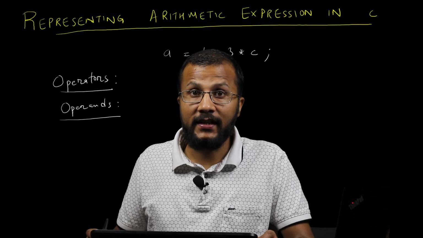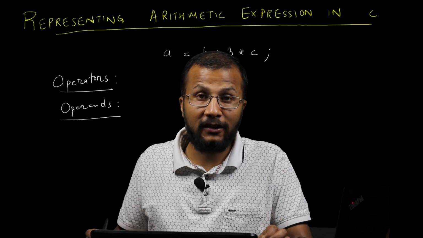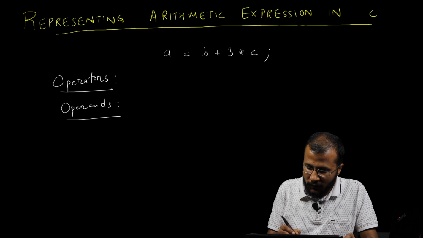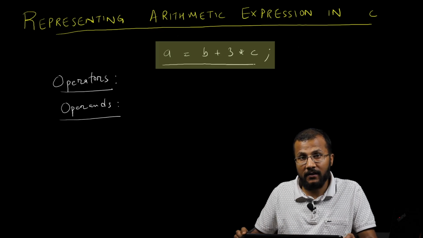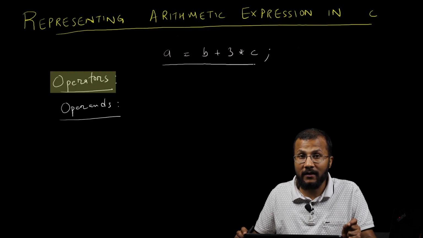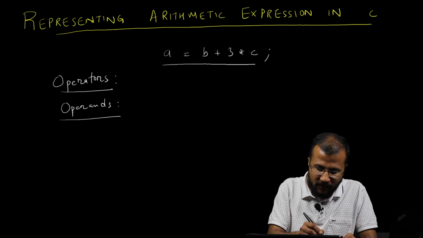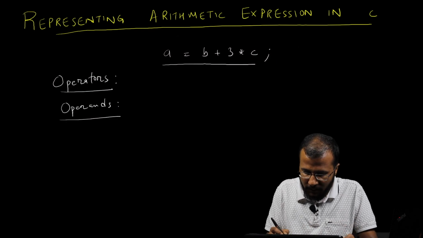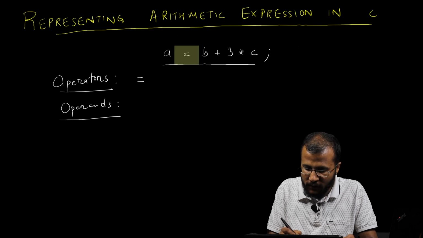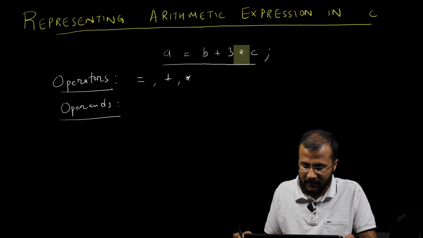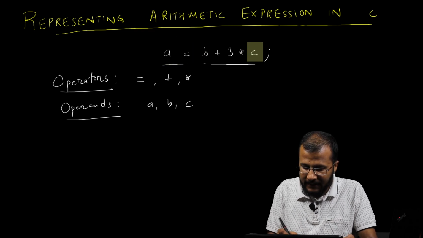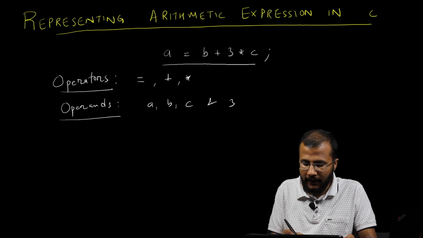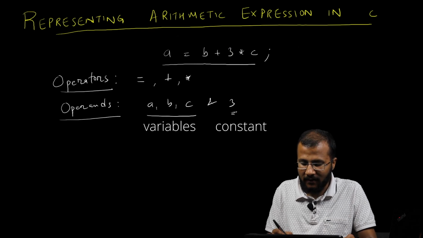In this lecture, we shall learn how to represent an arithmetic expression in C. So first let's look at this expression that's available here. Generally, an expression is nothing but a collection of operators and operands. In this expression, the operators available are equals to, plus, and multiplication, that is asterisk. And the operands available are A, B, C and 3. Here A, B, C are variables and 3 is a constant.